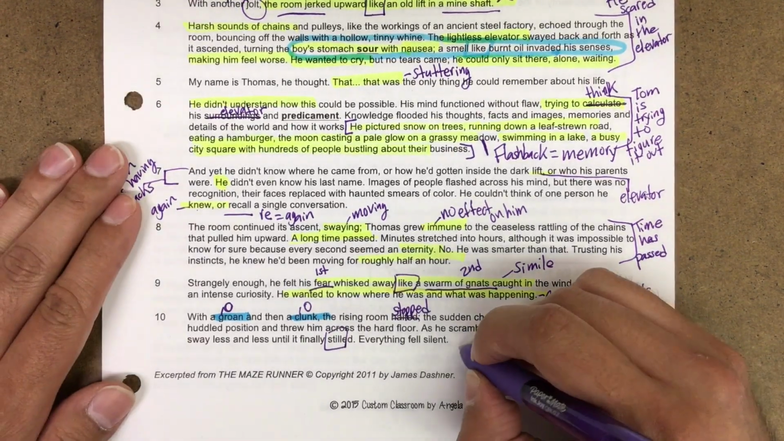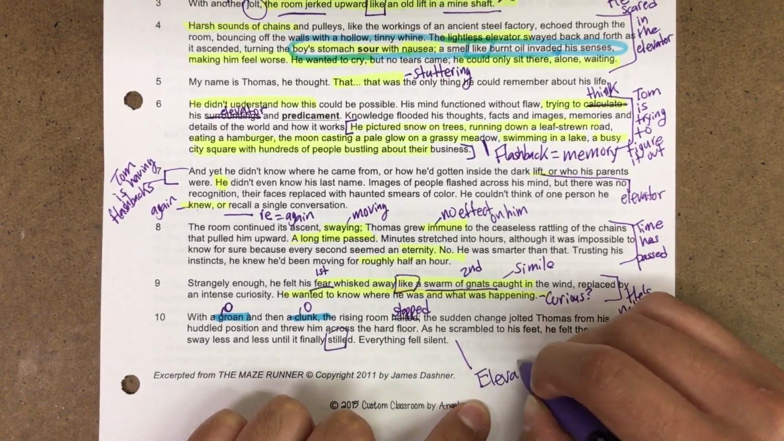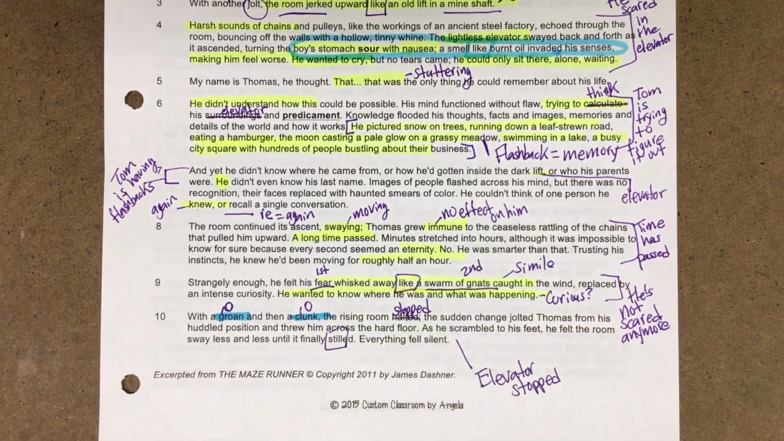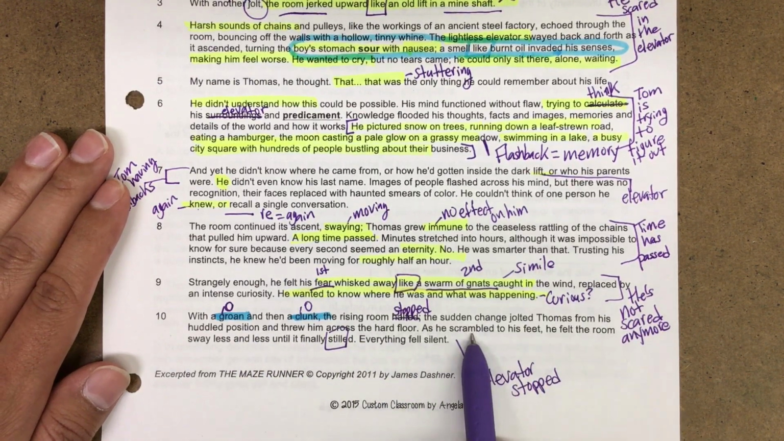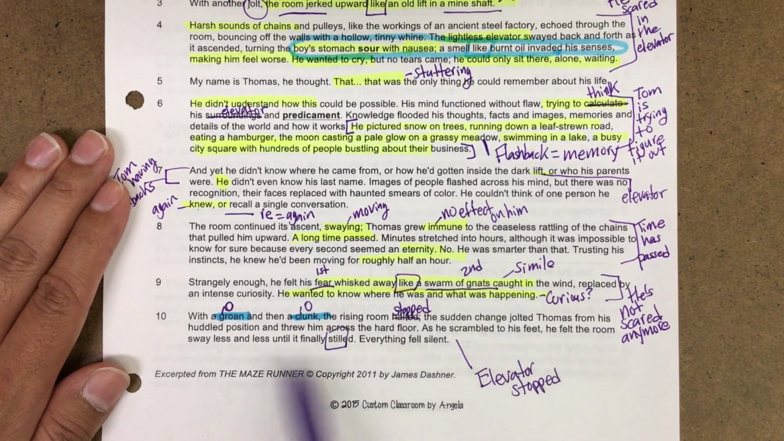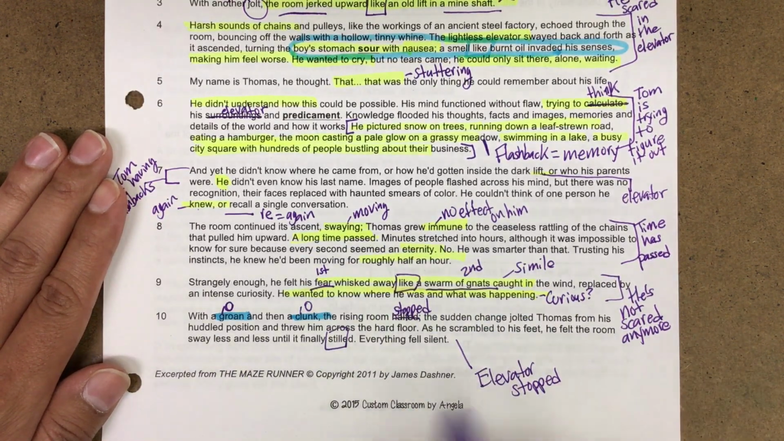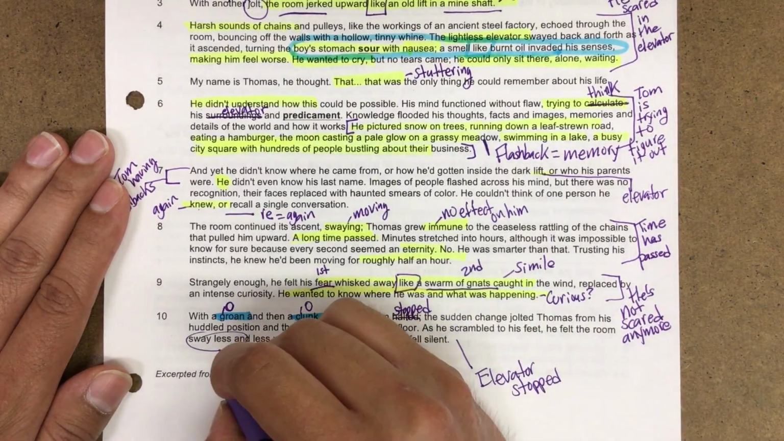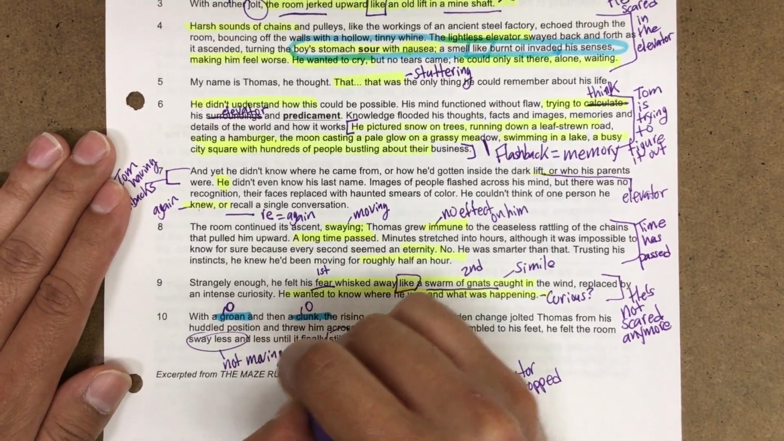So we need to write down that the elevator stopped and he got up. He's scrambling. He felt the room sway less because he's in an elevator. So sway less means it's not moving as much.